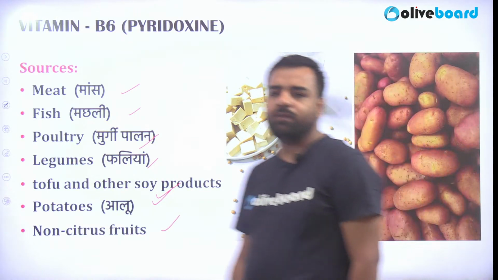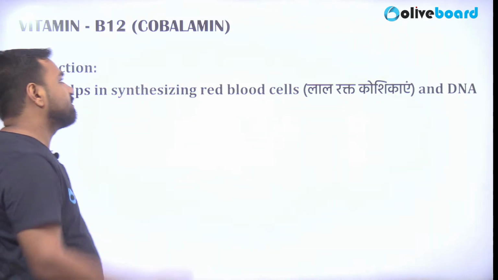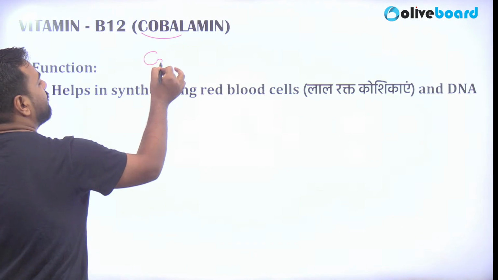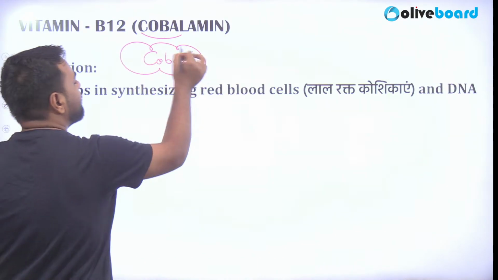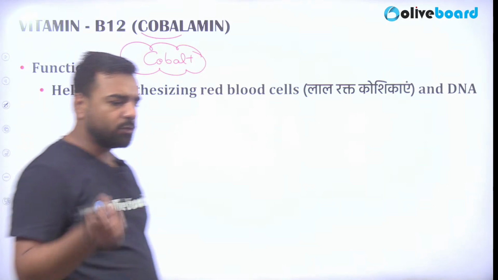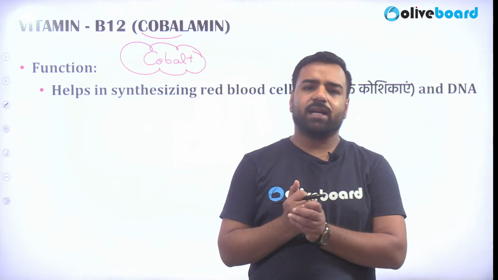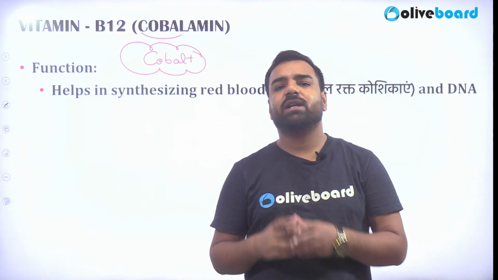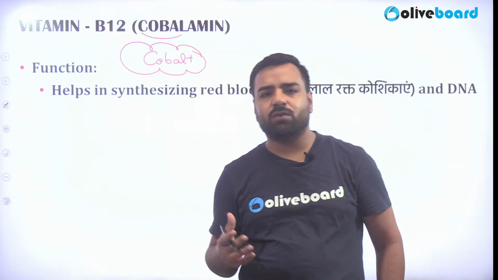What about B12? The chemical name of vitamin B12 is cyanocobalamin, mentioned as cobalamin here. So just try to link it with cobalt. In the examination, it is asked which element helps in the proper function of vitamin B12, that is cobalt. It helps in the synthesis of RBCs and DNA. One more thing, if it is lacking in our body, it leads to pernicious anemia. That is one of the issues which is very common nowadays in India.